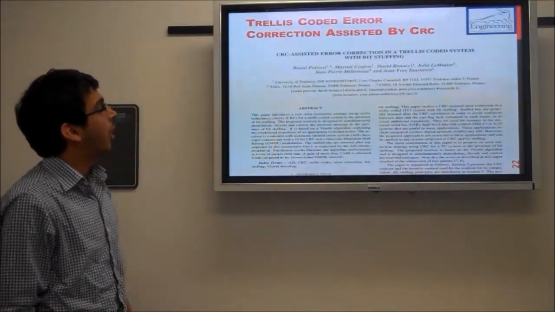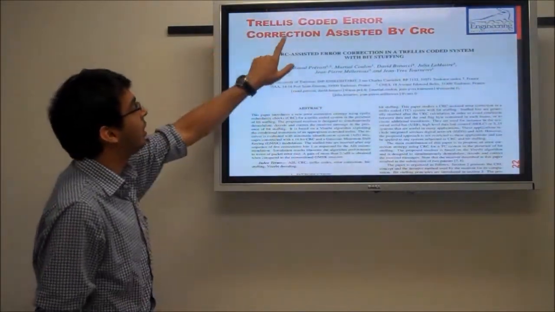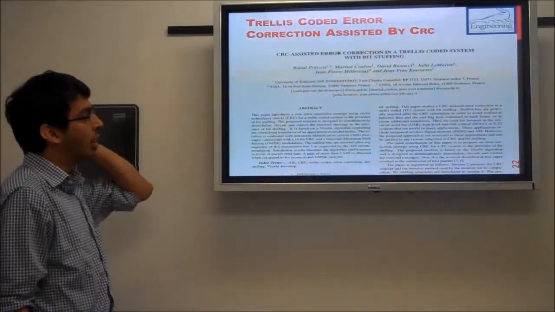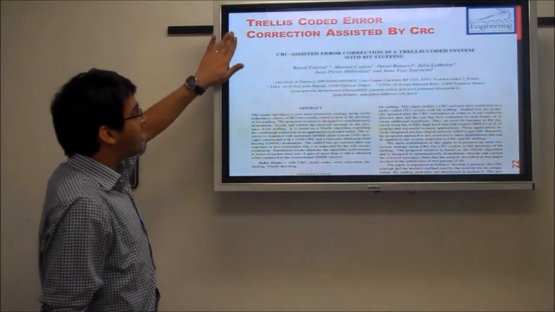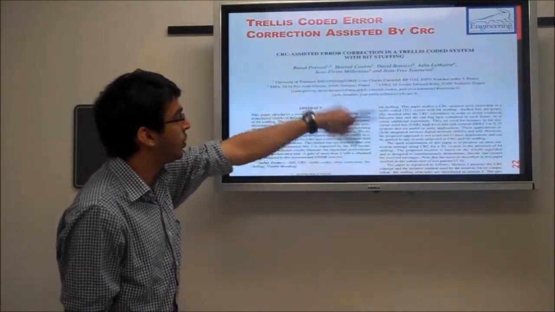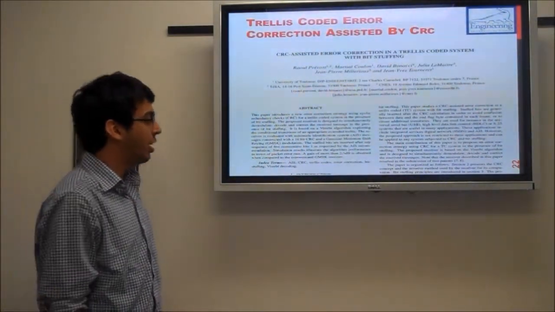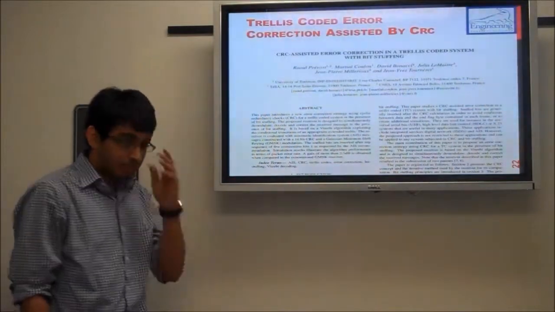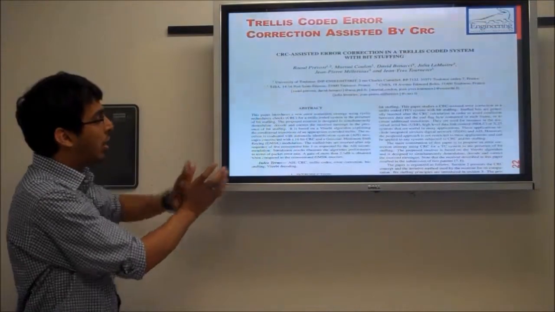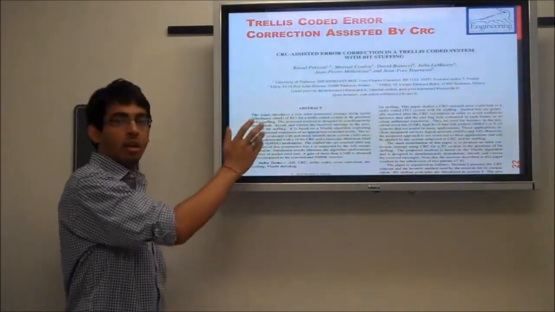Okay, now let's take a look at another error correction technique, which is called the trellis coded error correction, and this is assisted by CRC and bit stuffing. To implement this, we refer to one of the papers called CRC assisted error correction in a trellis coded system with bit stuffing. This is a paper from the IEEE journal. It was published in the year 2010. Now this looks like a very novel error correction technique to me, and there is a lot of innovation that is done here.